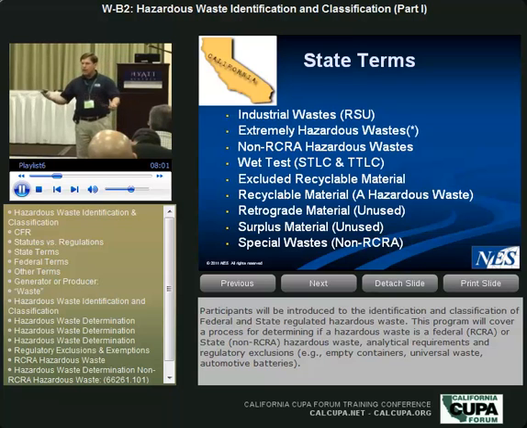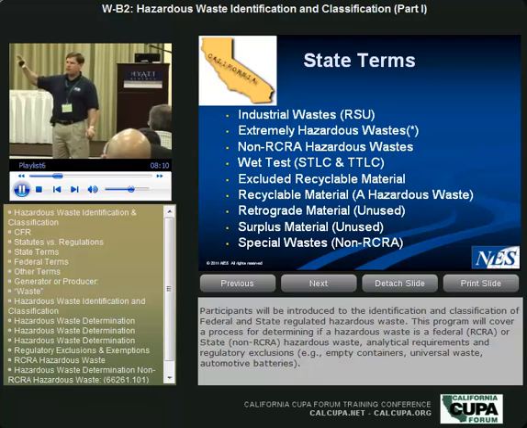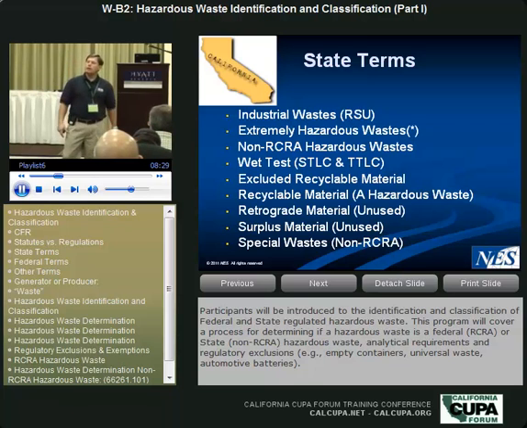And we're allowed to do that. We have to mark it with the term excluded recyclable material, but it goes outside the domain of managing hazardous waste. It doesn't get manifested, it gets reused. An example would be antifreeze. If I have a TTU that comes to my facility, takes my spent antifreeze and reclaims it, filters it, and then adds an additive after it's reclaimed, and I reuse it on site, that's a perfect example of an excluded recyclable material. But it's a state term.